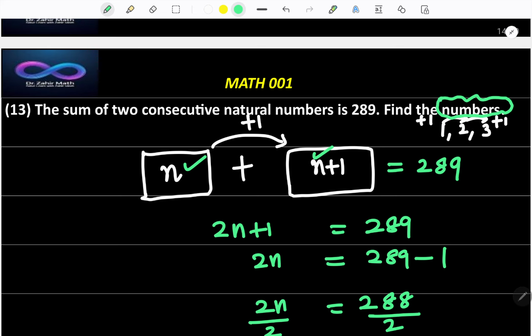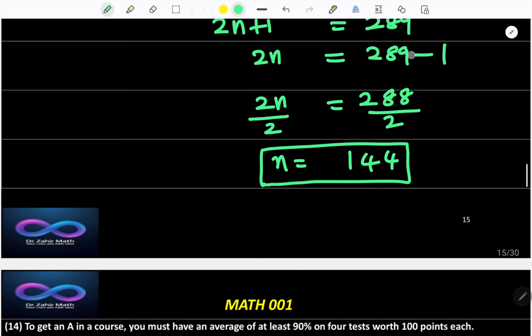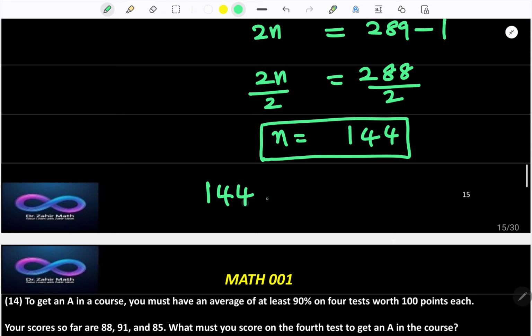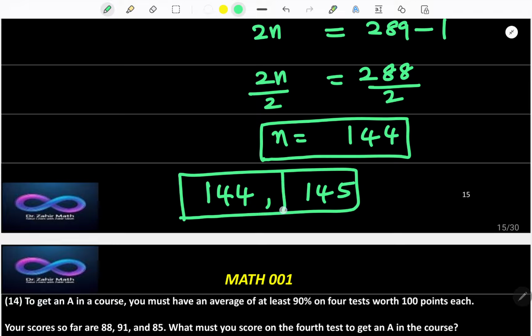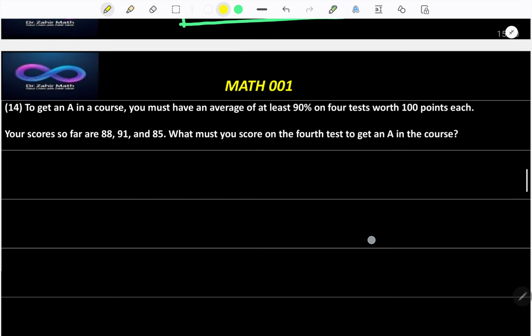You're going to find the numbers, right? Sum of two consecutive natural numbers. So what are the numbers? 144 and 145. Teacher, how did you get 145? Because I'm adding plus 1. Right, everybody? Let's go to the next question.